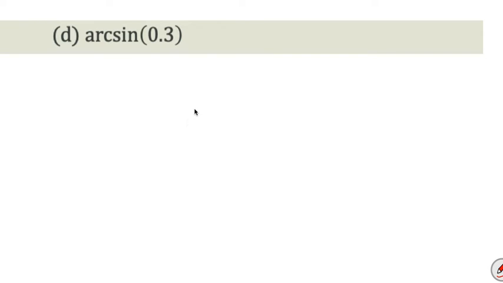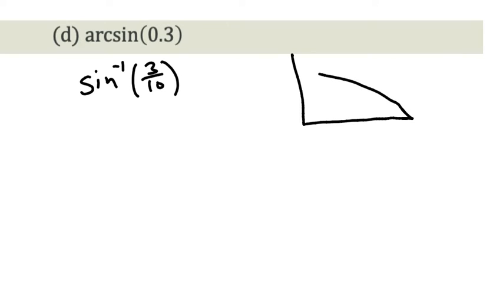And the last one, what do we do here? This is 0.3, which would be like 3 over 10. Another way of writing this is sine inverse, like that with the -1. That's the same thing as arcsine of 3 over 10. Now you can draw a right triangle here. If this is my angle measure, sine would be opposite over hypotenuse. You could do that, and this would be like the square root of 91.